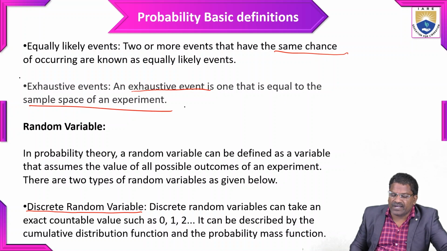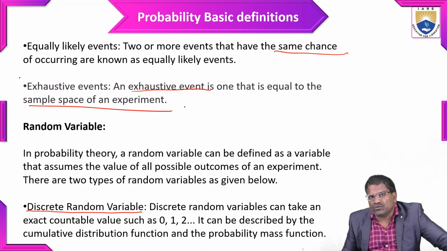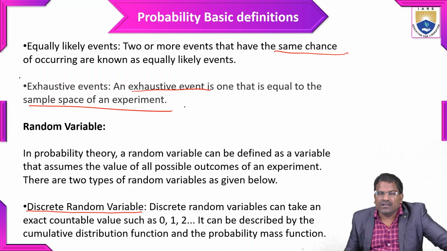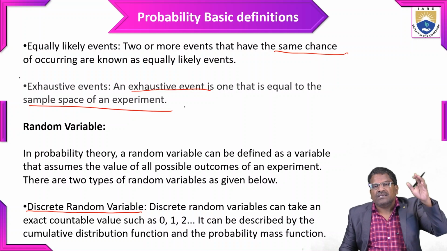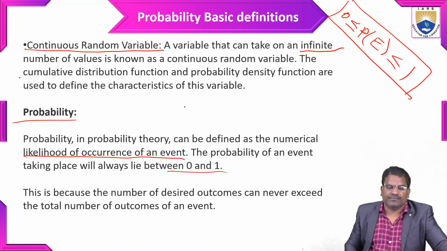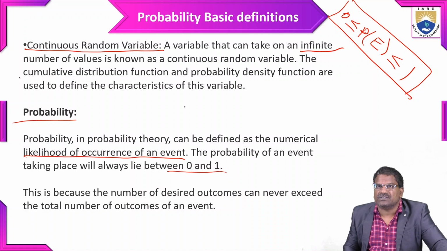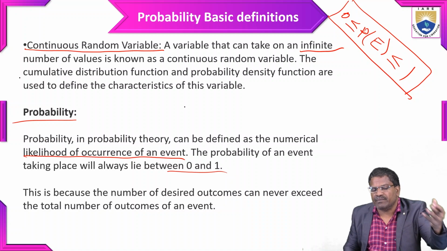Now, let us define random variable. A random variable can be defined as a variable that assumes the value of all possible outcomes of an experiment, and it quantifies them. There are 2 main types: discrete random variable and continuous random variable. A discrete random variable gives a specific numerical value. A continuous random variable can take on an infinite number of values from a range, from an interval.